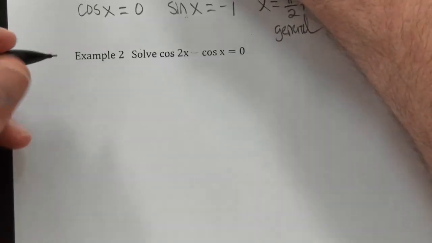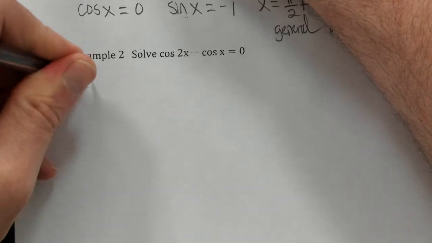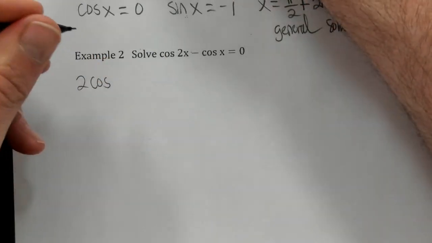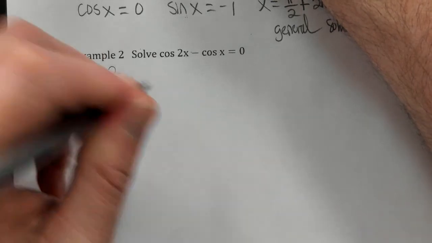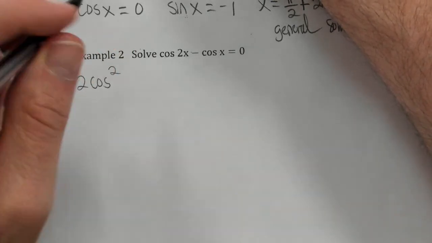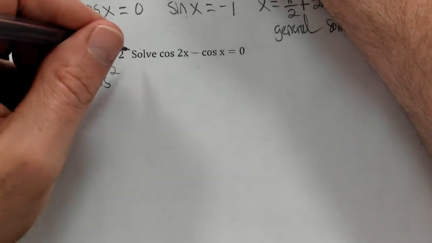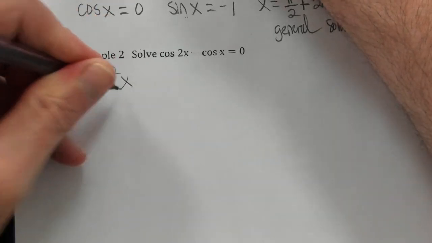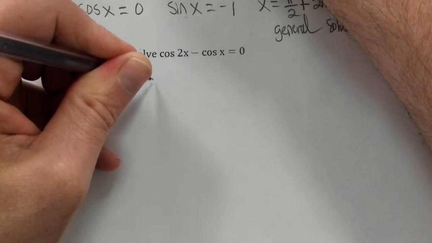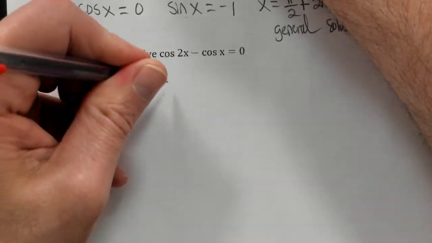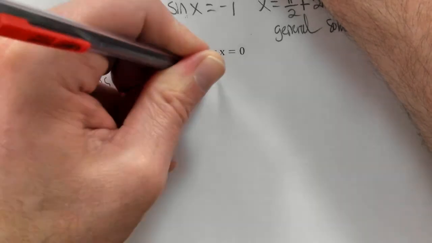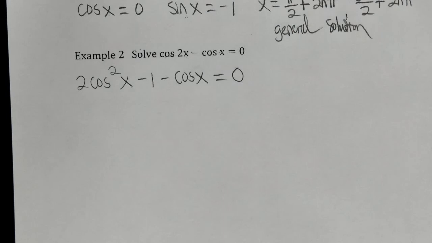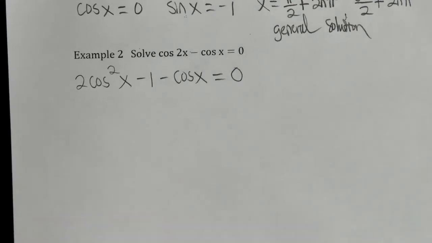So when I write that in, it's going to be 2 cosine, just following the formula, squared, 2 cosine squared of x minus 1. Then the minus cosine is still there. It's not going anywhere. Cosine x. And we're going to have that set equal to 0. All right, so that's my first substitution. I've kept it all at cosine, which is what I want.